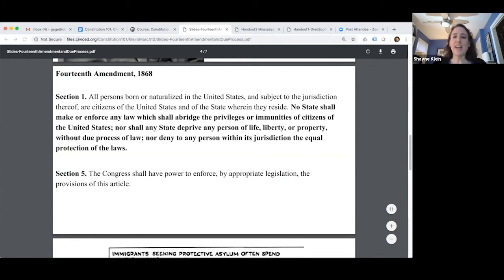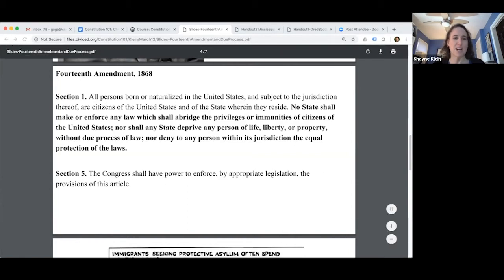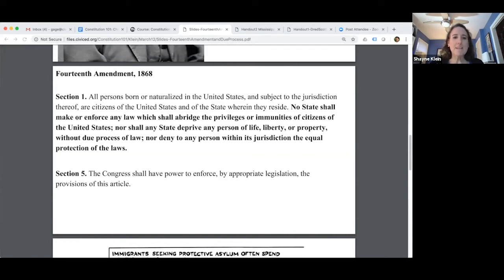So given that basic setup of the passage of the 14th Amendment, I want to switch gears and focus in on due process. Due process, we're going to talk about in two parts. We're going to talk about procedural due process, and we're going to talk about substantive due process.